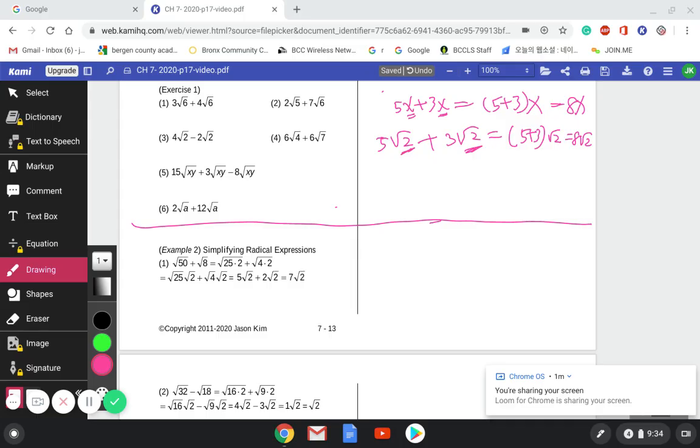In subtraction, same thing. When you have, let's say, 7 radical 3 minus 3 radical 3, you have like terms again. So you end up with 7 minus 3 radical 3, which is 4 radical 3. So when you have like terms, you can add or subtract them.